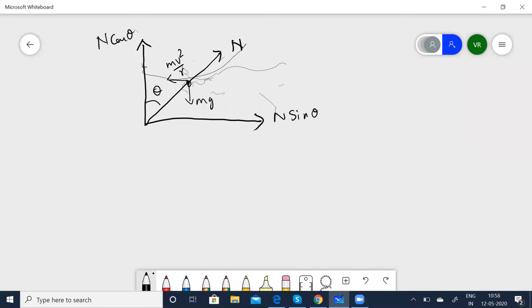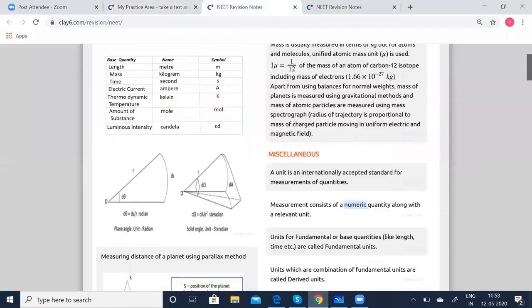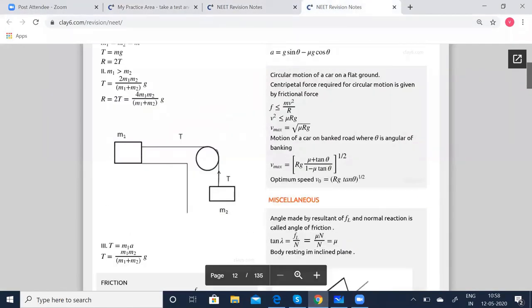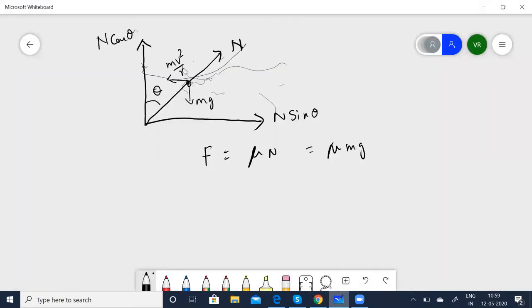Now F is equal to mu times N, which is equal to mu mg. We know that. So the cyclist will skid if the centripetal force mv squared by r exceeds the frictional force. That we have clearly mentioned in the revision notes also. So he will skid when it exceeds the frictional force, F equal to mu mg. So when will he skid? If v is greater than root of mu g r.